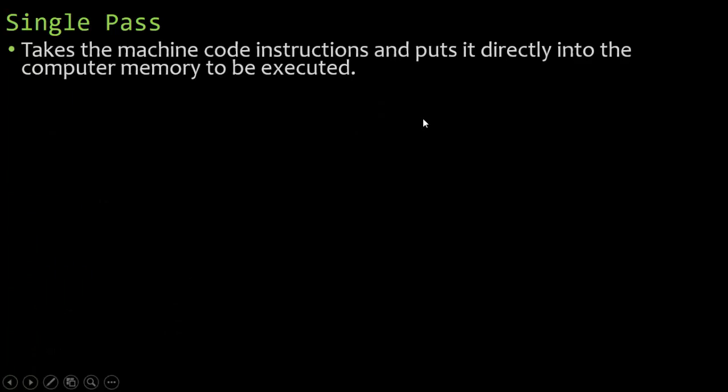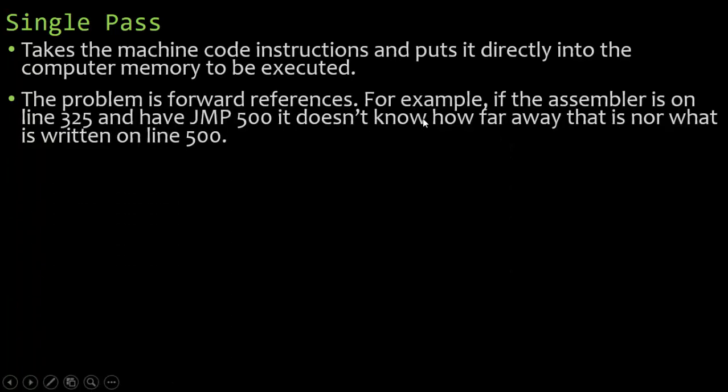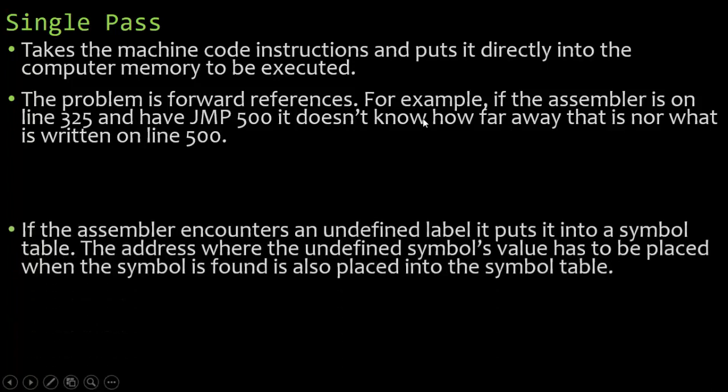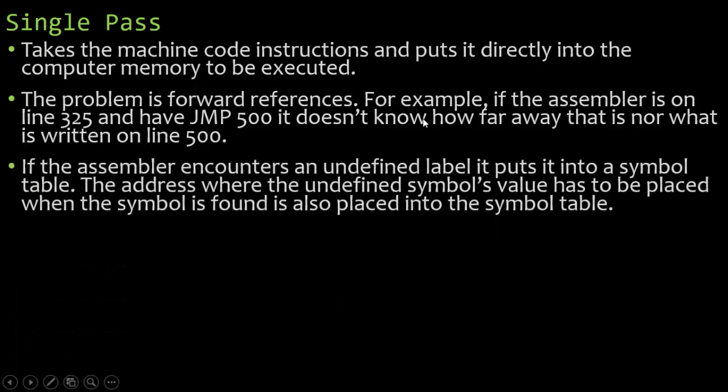It takes the machine code instructions and puts them directly into the computer memory to be executed. Now the problem is what we call forward references. For example, if the assembler is on line 325, and we have JMP 500, and JMP means jump to line 500, it doesn't know how far away that is, nor what is written on line 500, because it hasn't gotten to it yet. If the assembler encounters an undefined label, it puts it into a symbol table.